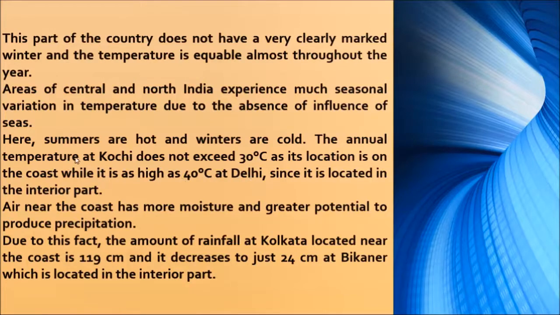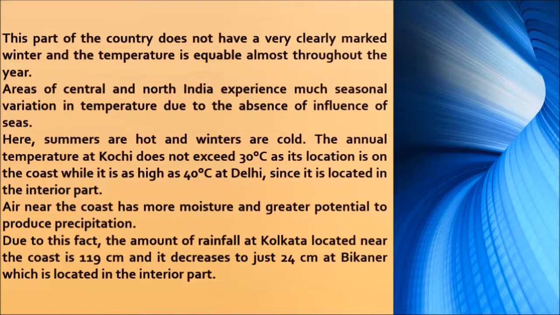So what is the yearly temperature at Kochi? Kochi is in Kerala and is nearer to the sea, so it does not exceed 30 degrees Celsius. But when we compare Kochi with Delhi, it is as high as 40 degrees Celsius at Delhi, because it is located in the interior part and not nearer to the sea. It is far from the sea.